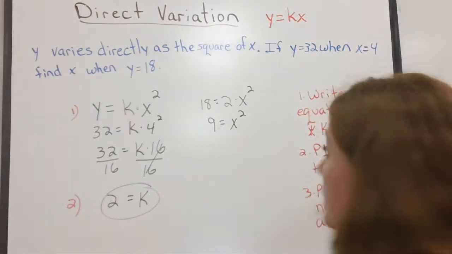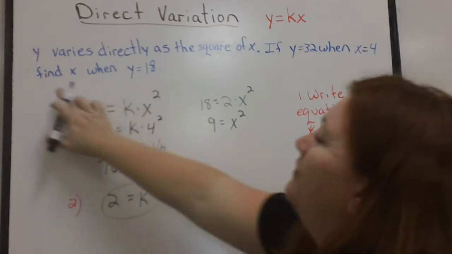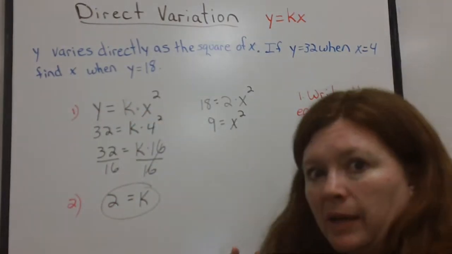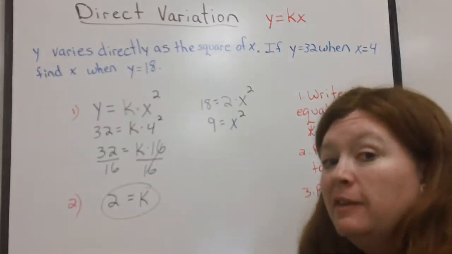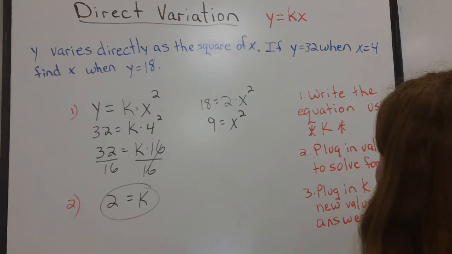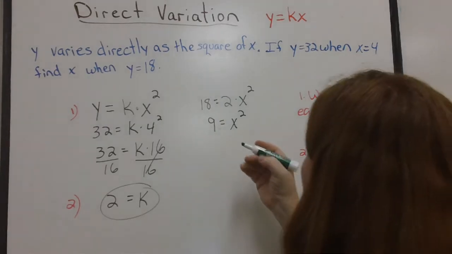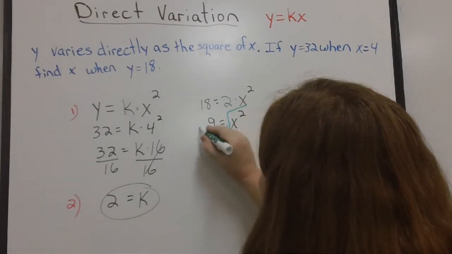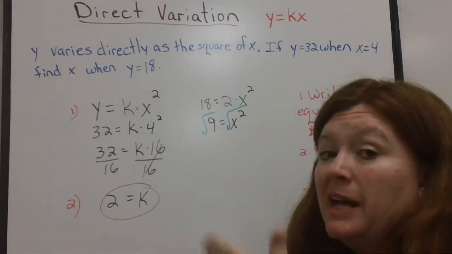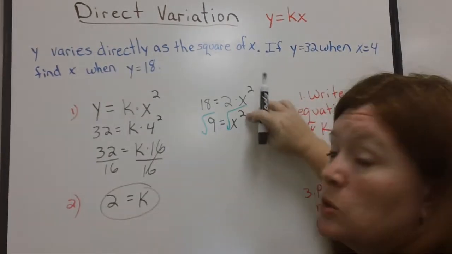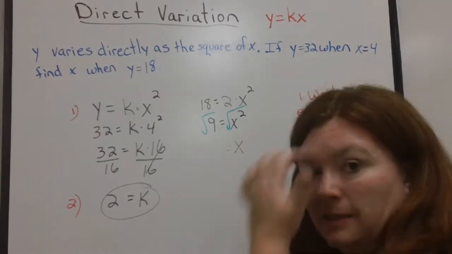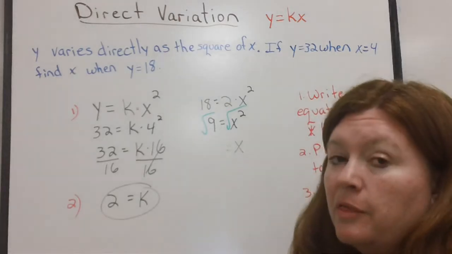I don't want x squared. I want to find x. So how do I get rid of a squared? I do the inverse of squaring, which is take the square root of both sides. I'm going to take the square root of both sides. The square root of x squared, the square root and the squared cancel each other out, and I am left with x. The square root of 9 is 3.